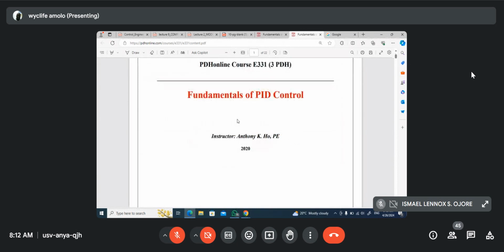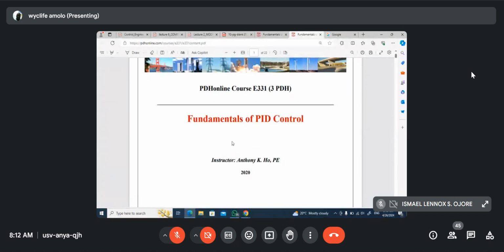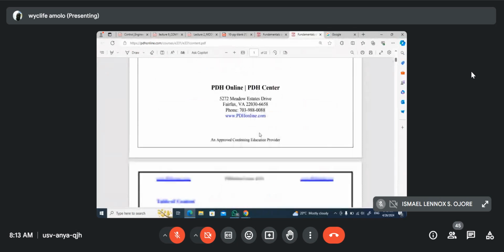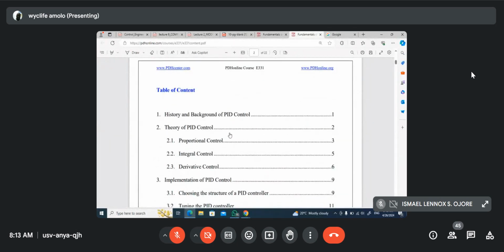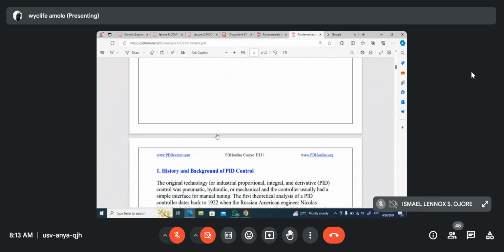Now, I want us to look at some reasons why we are learning about PID control, because this is the main reason. It's almost the last bit of what you're learning, but we shall venture so much on this PID control system. We shall go through the history and background of PID control, then the theory behind it. Then we shall look at some fundamental tuning things, but this one you already know.